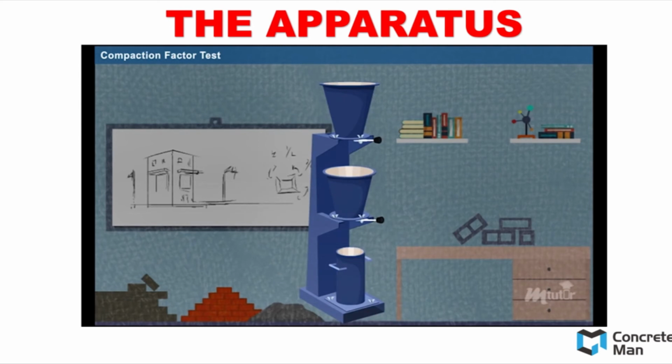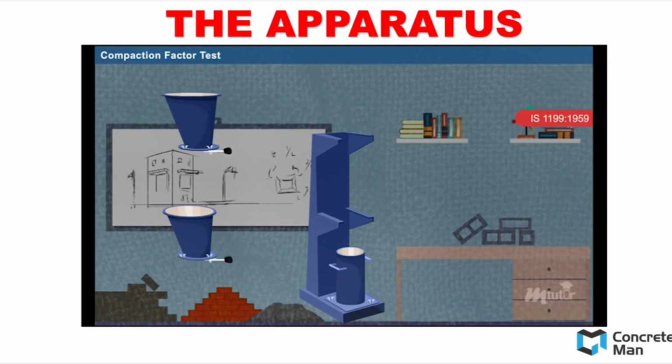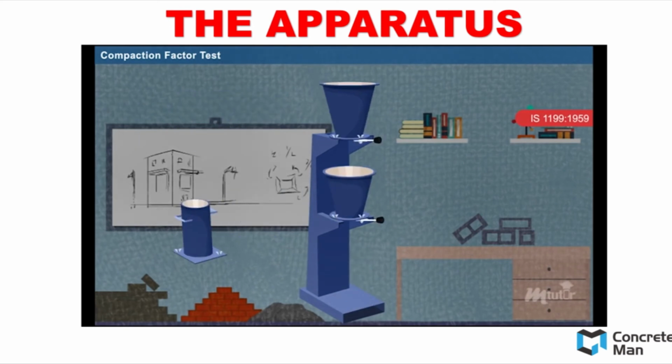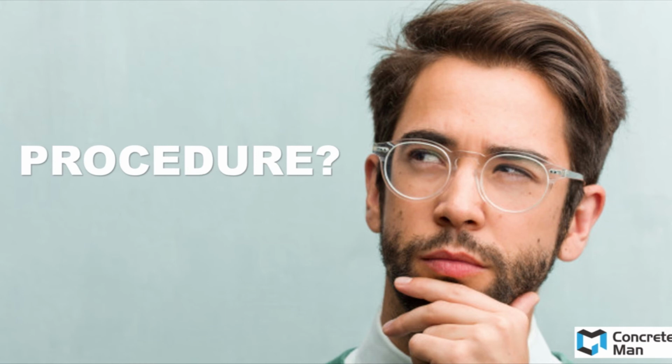So this is a standard size diameter for a cylinder, and the height between the second level hopper and the cylinder is also the same as above. And this is according to Indian Standard 1199-1959. So what are the procedures to conduct the compaction factor test?